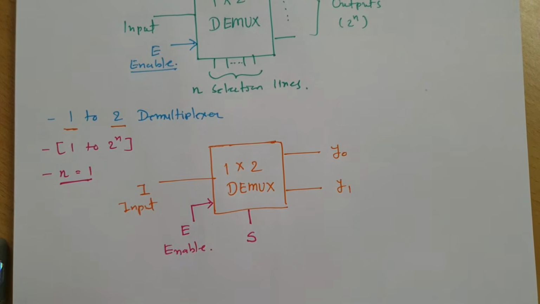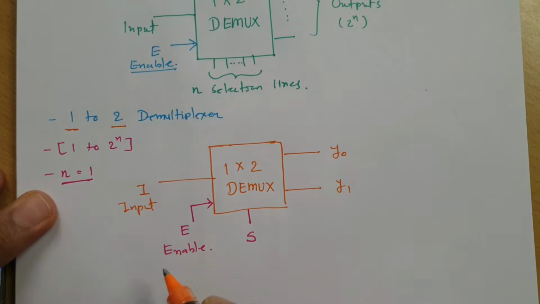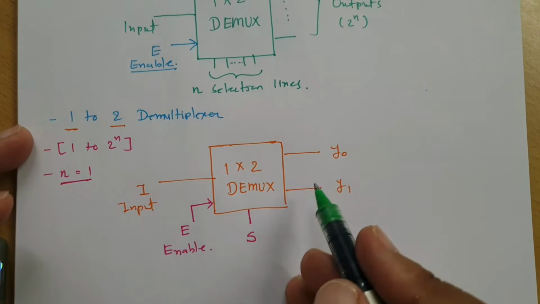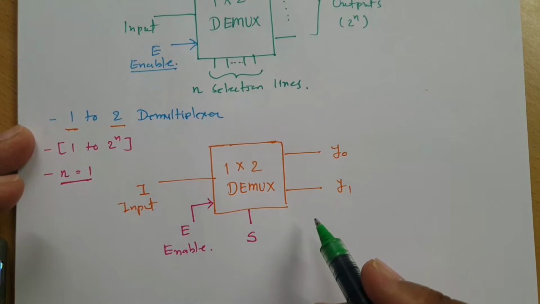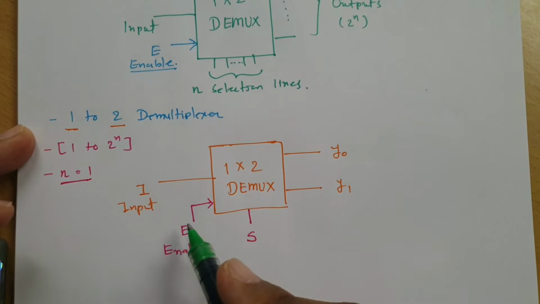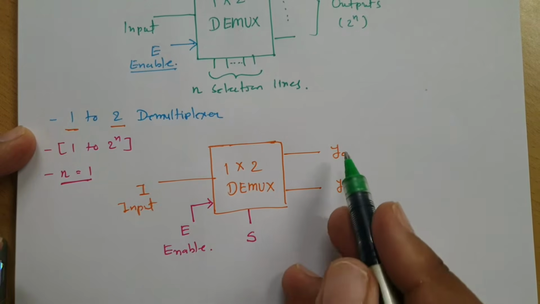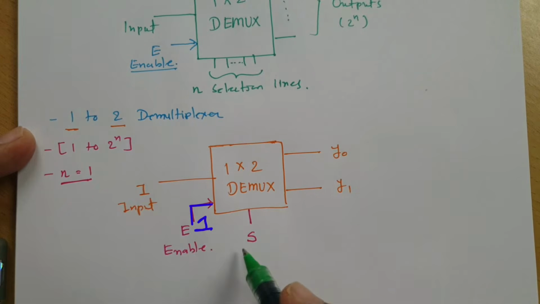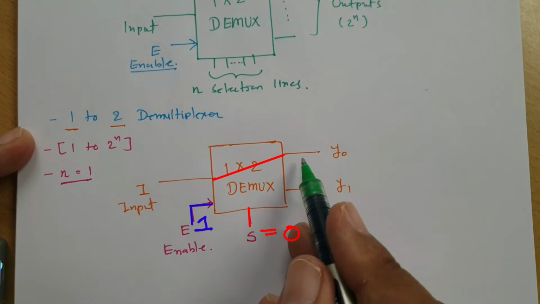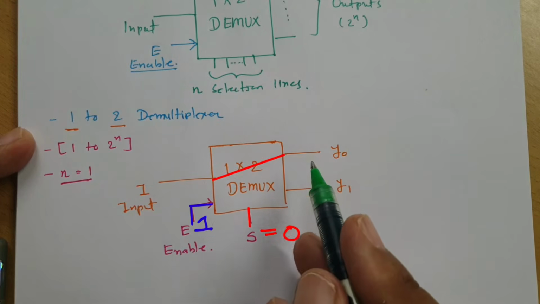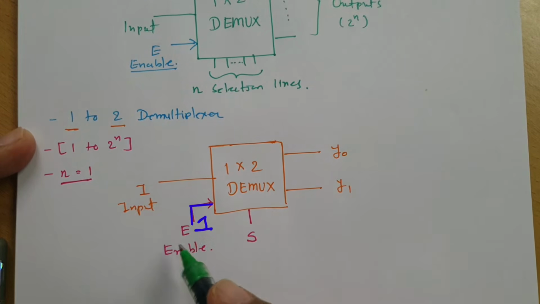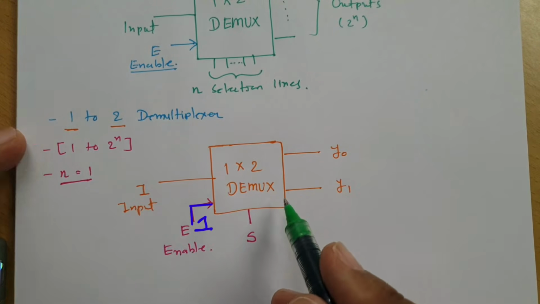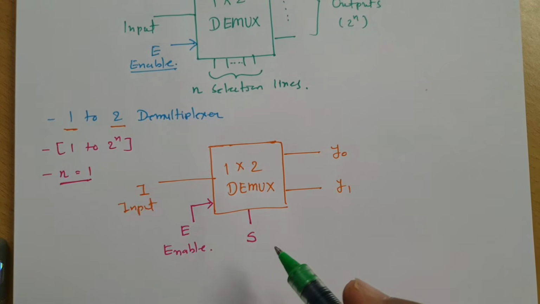Now see how this demultiplexer functions first. If this enable terminal is equal to 0, all outputs will be 0. But when the enable terminal is on, the output depends on the selection line. If enable is 1 and selection is 0, then the input gets transferred to output y0. If enable is 1 and selection is 1, the input gets transferred to output y1. This is how its functioning is.